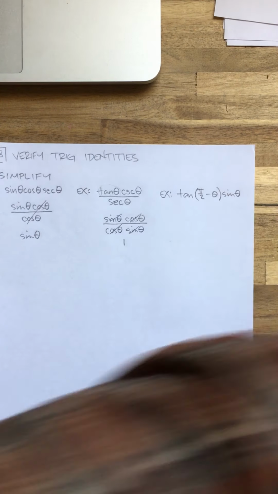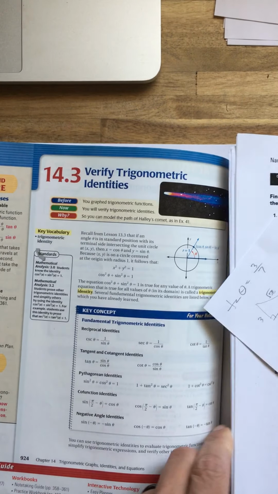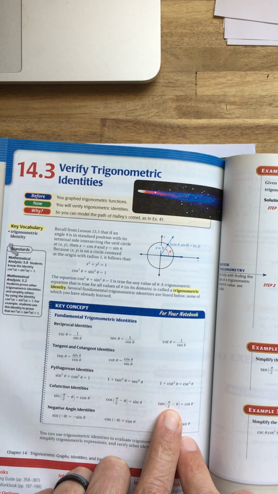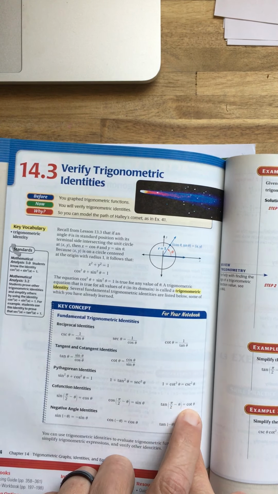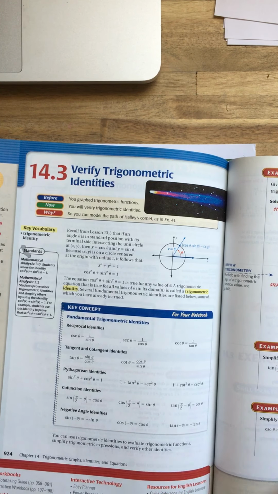All right, but let's look at our thing here. Okay, notice I have the tangent of pi over 2 minus theta. Look what it equals. It equals the cotangent. And if you work that out on a right triangle, I guarantee you that'll make sense.